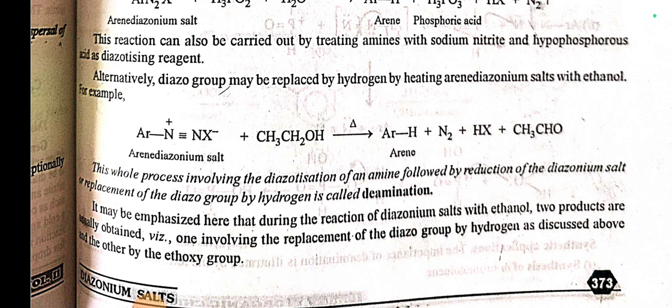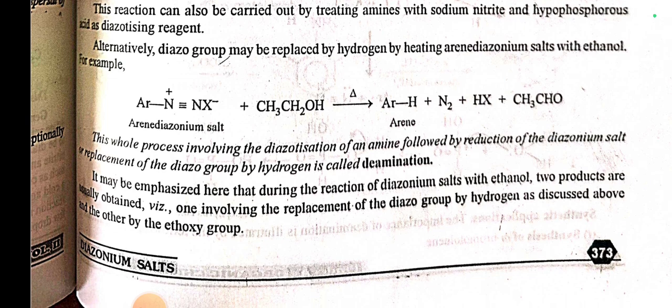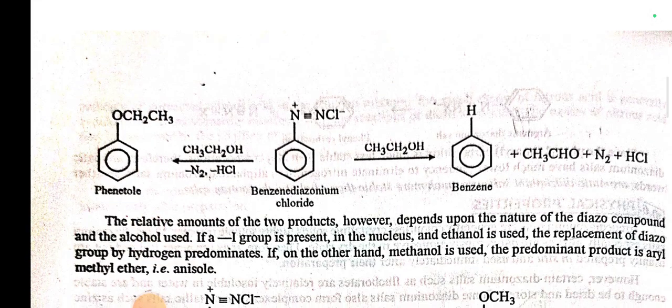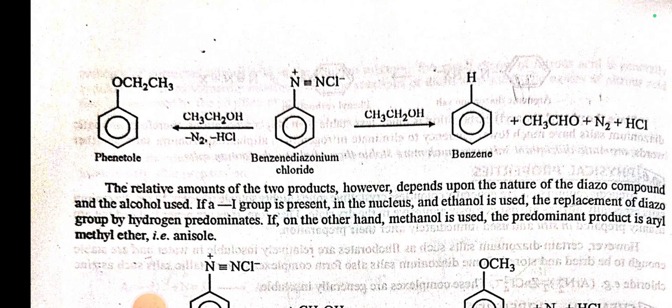This whole process involving the diazotization of an amine followed by reduction of diazonium salt, or replacement of the diazo group by hydrogen, is called deamination. It may be emphasized here that during the reaction of diazonium salt with ethanol, two products are usually obtained. One involving the replacement of the diazo group by hydrogen as discussed above, and the other by the ethoxy group. For example, benzene diazonium chloride in presence of ethanol gives benzene plus CH3CHO plus N2 plus HCl. Benzene diazonium chloride in presence of CH3CH2OH also gives phenetole.